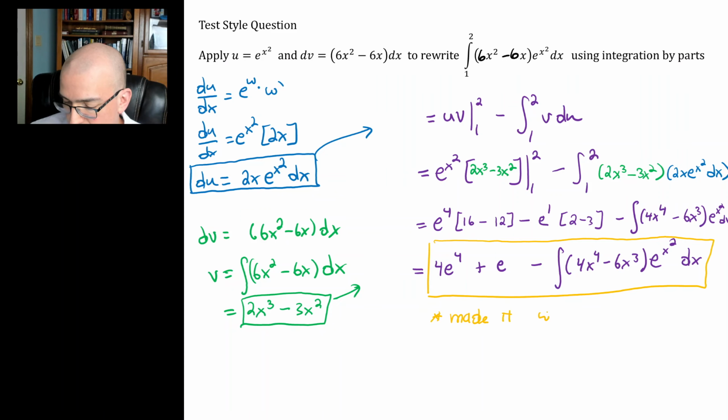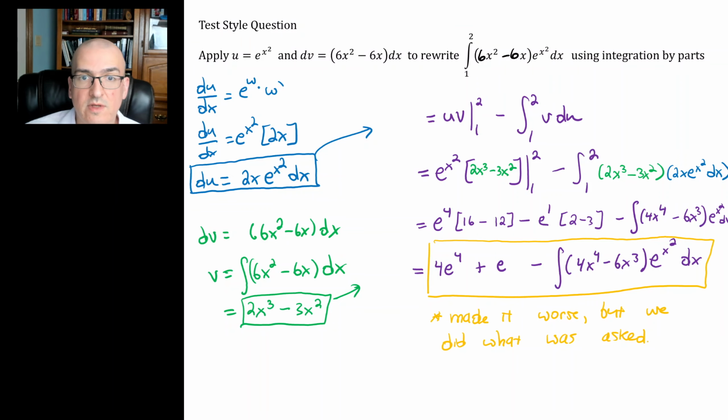We made it worse, but we did what we were told. We attempted to use integration by parts to simplify this integral and found a different integral. Oh, missing something, missing the bounds from 1 to 2. Found that it's equivalent to this, and this is way worse. We raised the powers of x.